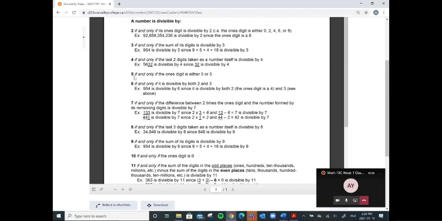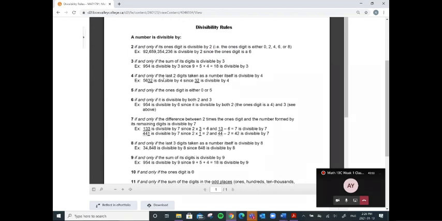For 5, any number that ends in a 0 or 5 is always divisible by 5. 10's another easy one to know. Any number that ends in a 0 will always be divisible by 10.